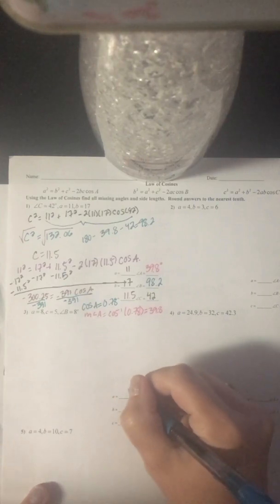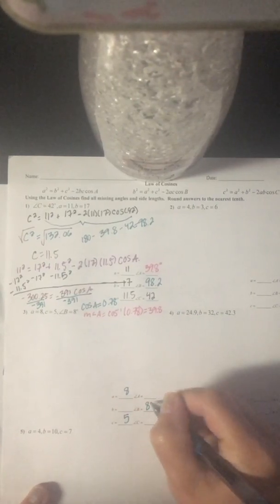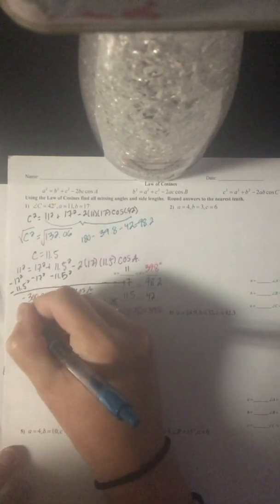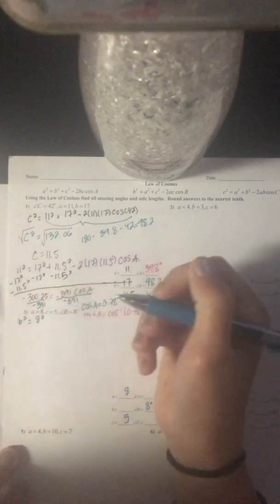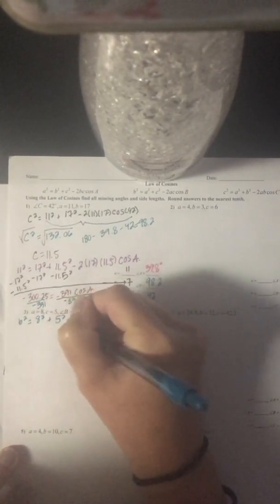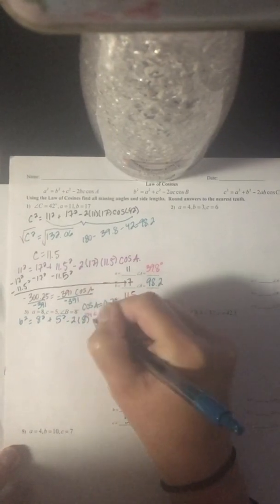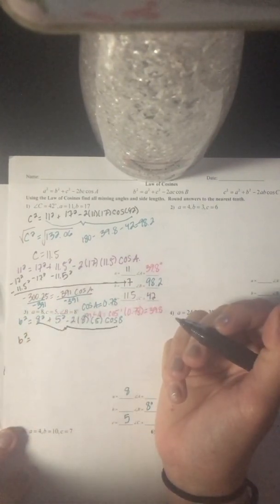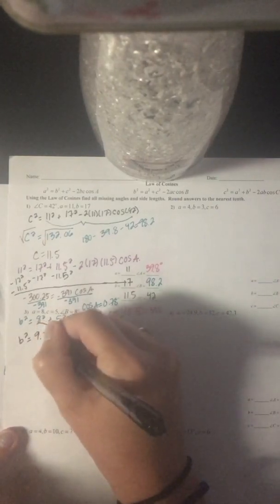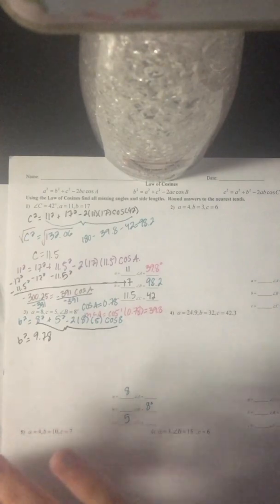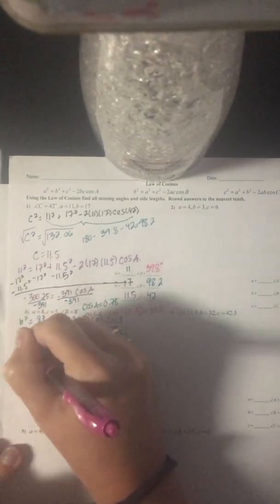Okay, let's look at number 3. On number 3, we are given A is 8, C is 5, B is 8 degrees. Since we know angle B, we're going to use the second formula. So that would be B squared is equal to A squared plus C squared minus 2 times A times C times the cosine of 8. Okay, if you put all of this in your calculator, that'll give you B squared is equal to 9.78, and then that gives you, after taking the square root of both sides, B is 3.1.